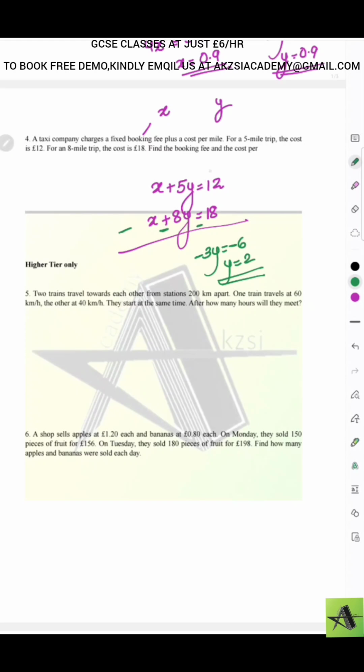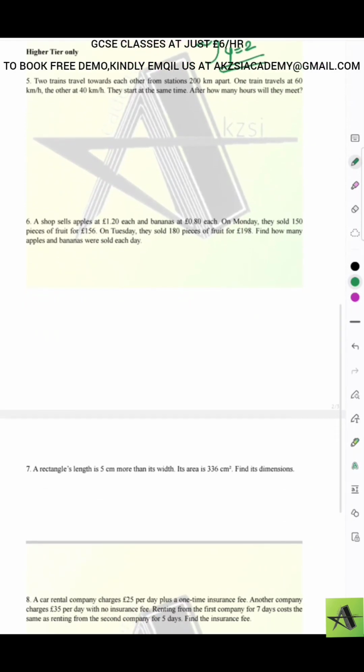And the fixed one is, let me substitute here. So x plus 5 times 2, 10, equals 12, and x equals 2. So the fixed fee is also £2 and the cost per mile is also £2. These were the foundation questions. Now these are specifically the higher tier questions.